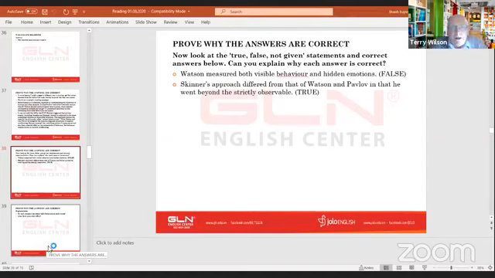Now, something you can do with your reading is to prove why the answers are correct. In other words, you're going to do things the opposite way around. So look at the true, false, not given statements and correct answers below. Can you explain why each answer is correct?